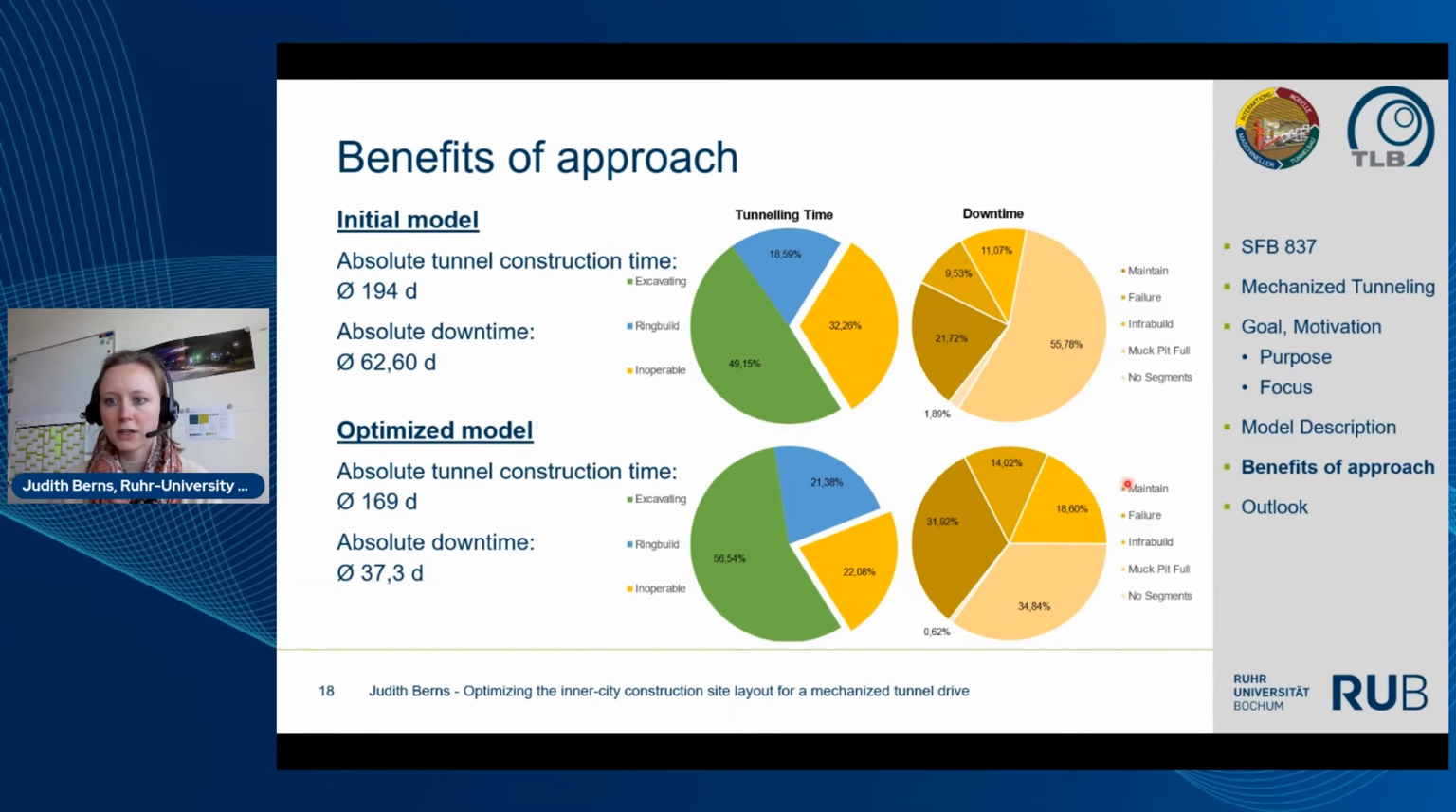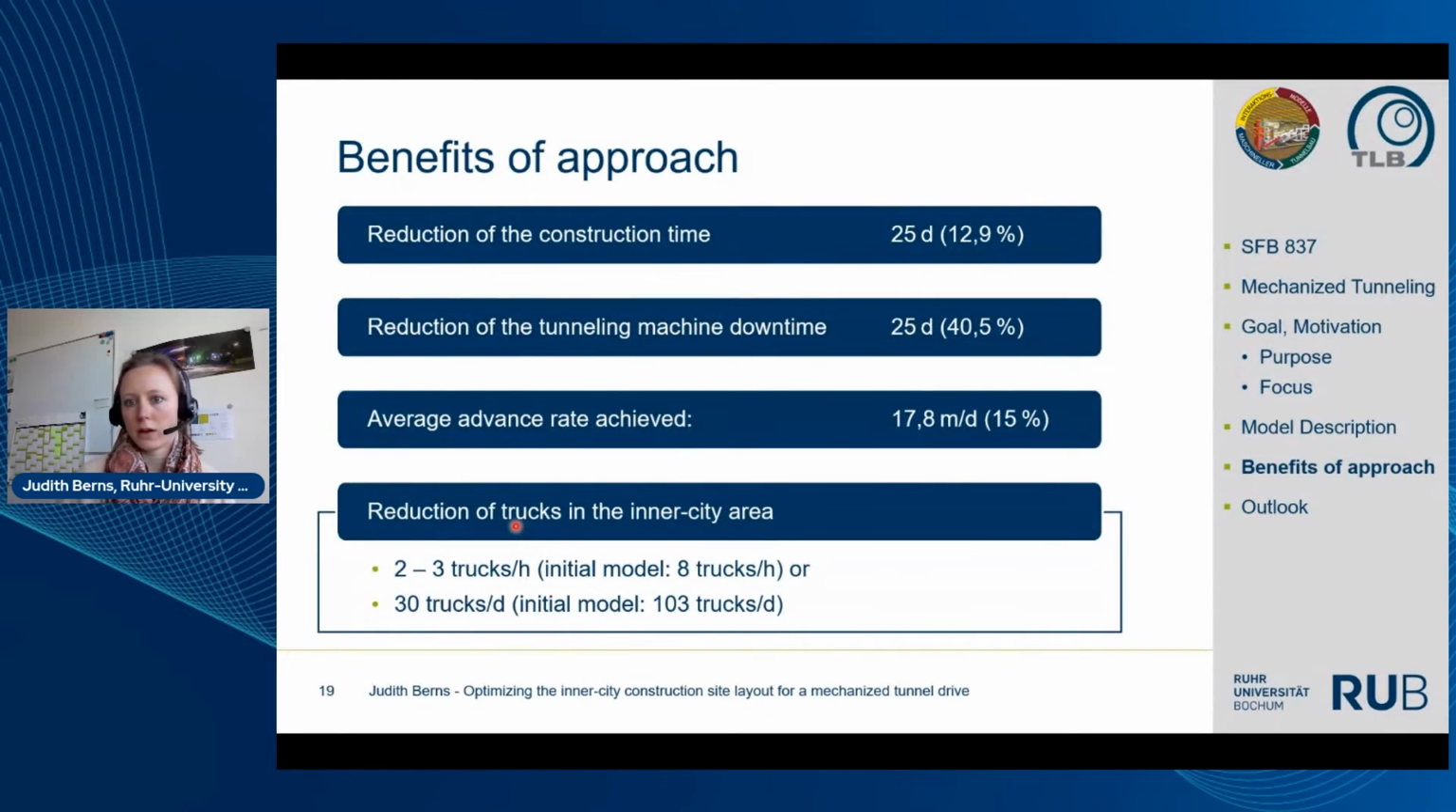The right-hand pie chart shows the various reasons for tunneling downtime. So on the next slide, the improvements of the optimized model are summarized once again. So just shortly here, the tunnel construction time of the initial model is with 194 days in average and 169 days with the optimized model. I think there will be a lot of questions. I will come into that later. The reduction of the total tunnel construction time is 25 days on average.